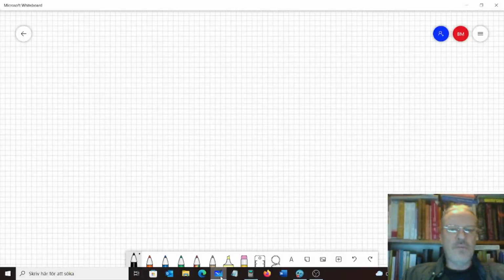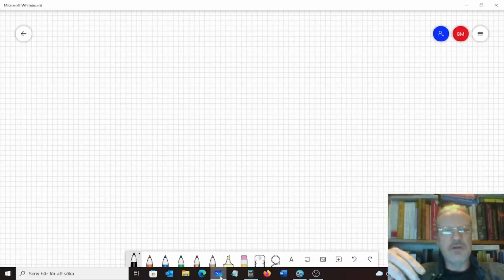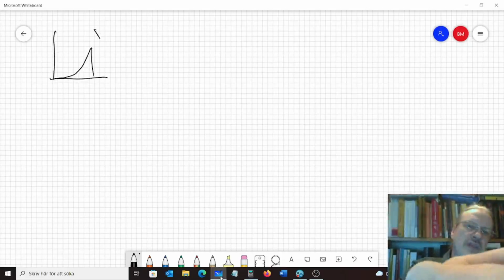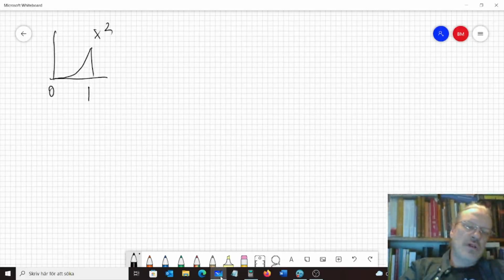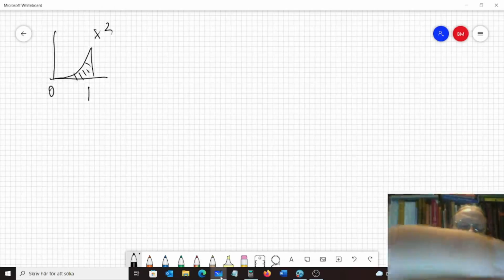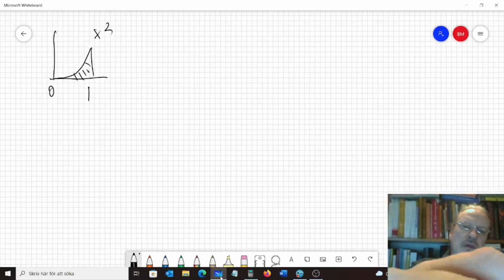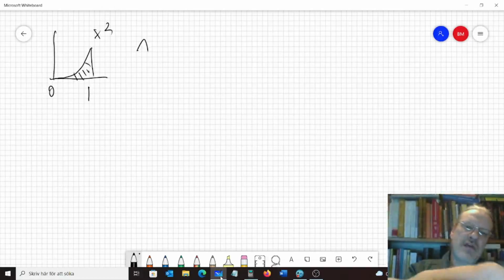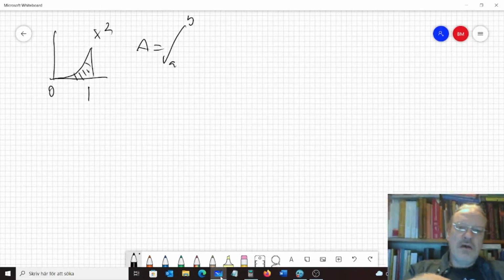So we can start with a very simple example similar to one that we did before. Say we have the x squared curve from 0 to 1 and we want to find this area here. So we have to remember two important formulas to work with. One of them is this fundamental theorem of calculus formula. So we have that the area equals the integral from a to b of your function.